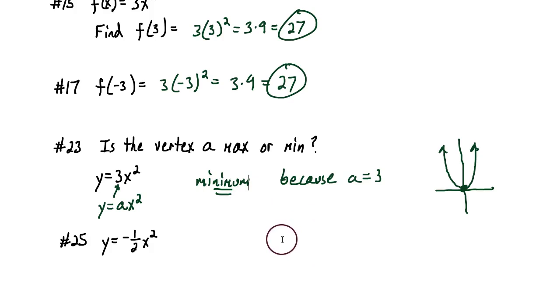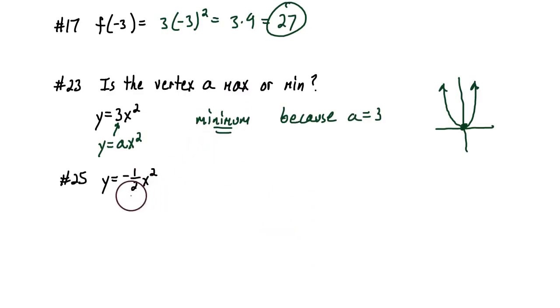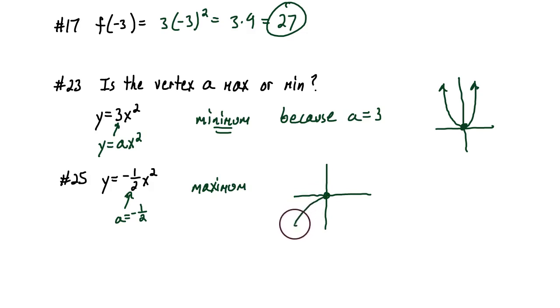For number 25, we have a quadratic equation, but this time the value of a is -1/2. A is negative, so the vertex is a maximum. And the reason is because a is negative. If we were to graph this, the vertex would end up at 0, 0. And then when you find more dots, you would see that the left branch kind of curves like this, and the right branch kind of curves like this. So the vertex ends up being the highest point on the graph. It is a maximum.